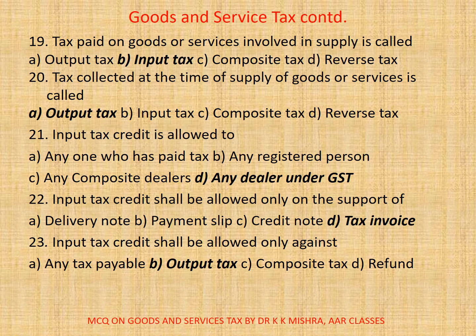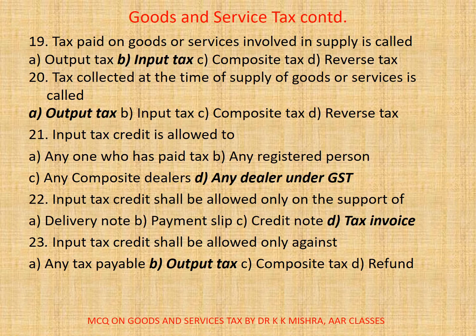19. Tax paid on goods or services involved in supply is called A, output tax, B, input tax, C, composite tax, D, reverse tax. The correct option is B, input tax. 20. Tax collected at the time of supply of goods or services is called A, output tax, B, input tax, C, composite tax, D, reverse tax. The correct option is A, output tax.